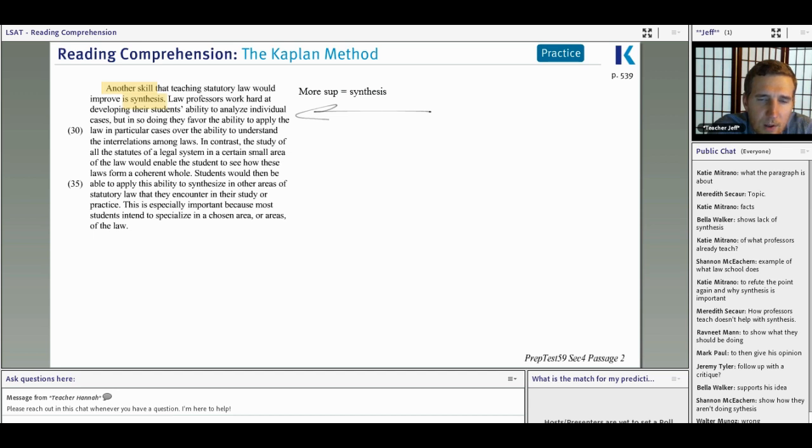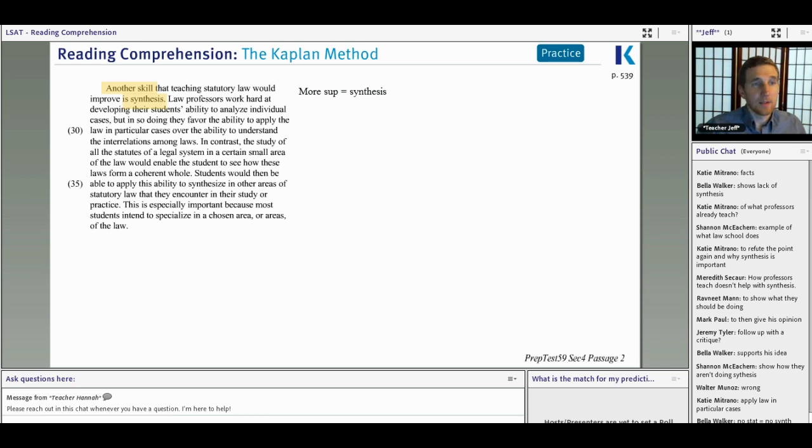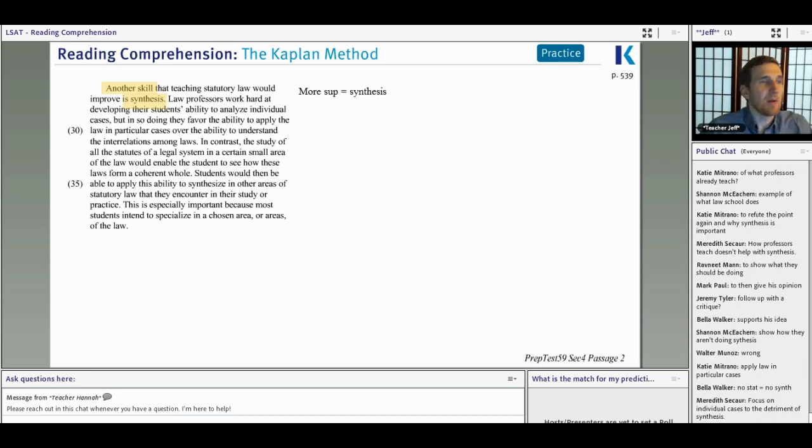And some of you had already brought this idea up. We're basically learning law schools, so the author has basically a negative view, or you could just say law schools are not what? Right, well, they don't have synthesis, right? Law schools don't have synthesis because they're looking at particular cases instead of the interrelations among laws, right? So the author is saying that statutory law would help with synthesis. Law schools don't have synthesis. Then what happens in the next?